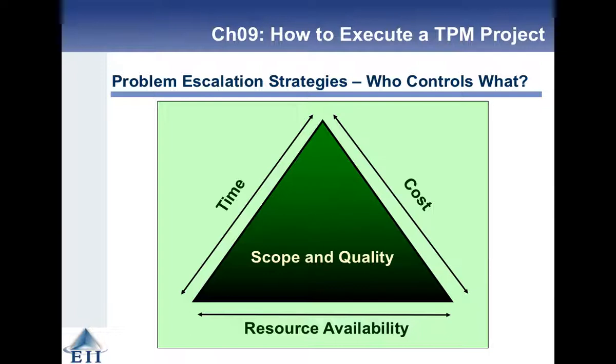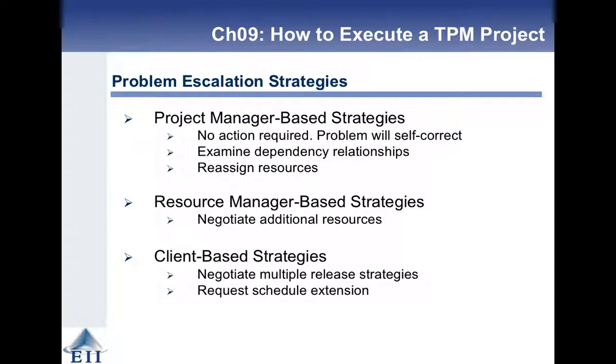Right, we've got this diagram again. We've got time, cost, and resource availability along the axes, and then inside the triangle we've got scope and quality. So how do you escalate problems? If it's a project manager based strategy, then one thing you could do is don't do anything. The problem will fix itself. Maybe you can examine dependency relationships and move tasks around, or maybe you can assign resources better, move people around. If you're able to negotiate with the resource manager, maybe you can get more resources, more people.